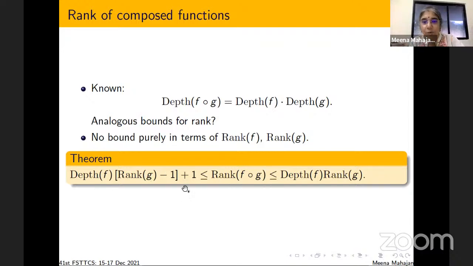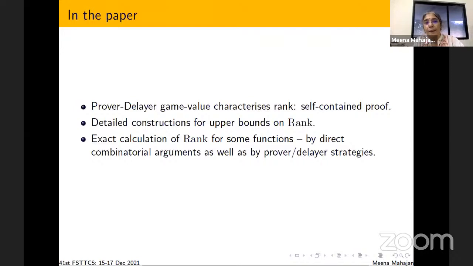But what we can show is something like this. The rank of the composed function depends on the depth of the outer function and the rank of the inner function. And the upper bound is shown by modifying the construction here. The lower bound also is a very careful adaptation of the result which is known for depth. So in the paper, the bulk of the paper is made up of these 3 things.